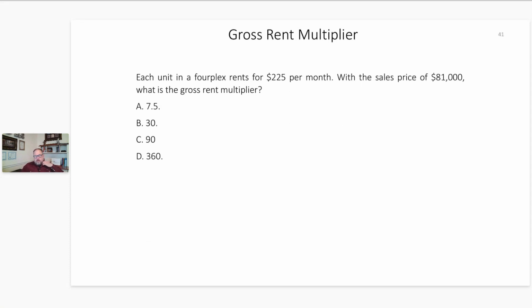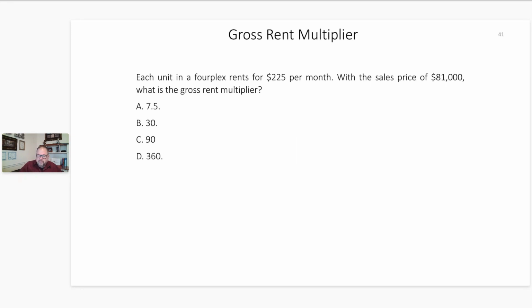Remember, GRM, you got to convert everything to monthly, okay? Don't forget, they're going to give you some problems and you got to calculate what the rent is. They're just not going to give you rent $900. They're going to say a fourplex or a duplex, right? So you got to factor that in to get your monthly rent. And then your sales price. And then you get your GRM of 90.